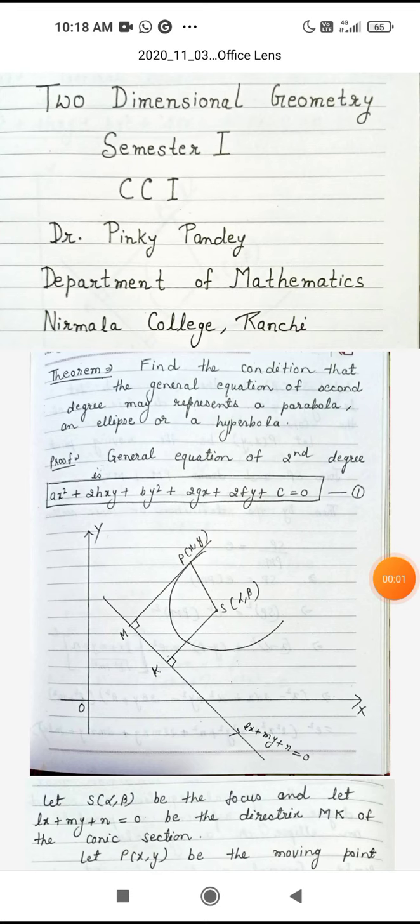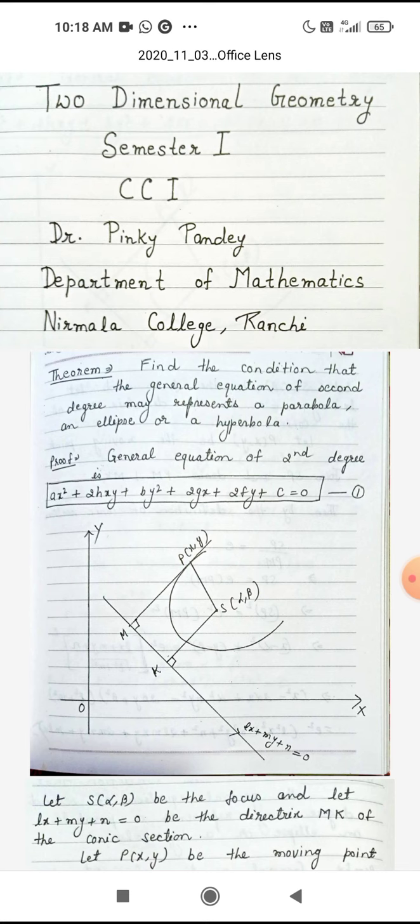Hello students, this is my first lecture on two-dimensional geometry CC1 semester 1. I have already completed the chapters transformation of axis and conic section. This is the new chapter, reduction of the general equation of second degree into standard form.